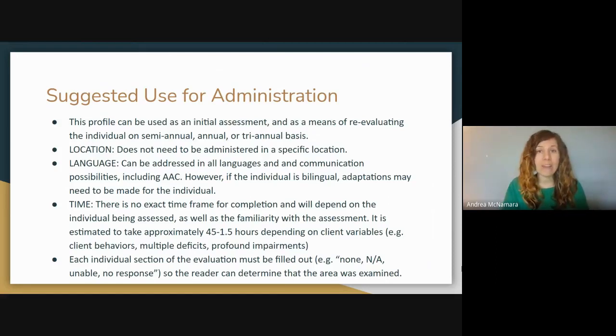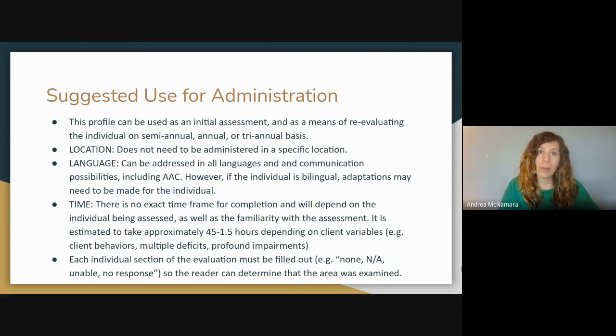And a benefit of it is that it can be addressed in all languages and all communication possibilities, including augmentative and alternative communication. So, one thing to think about, if the individual is bilingual, you might need to adapt parts of the assessment in order to make it appropriate to them.